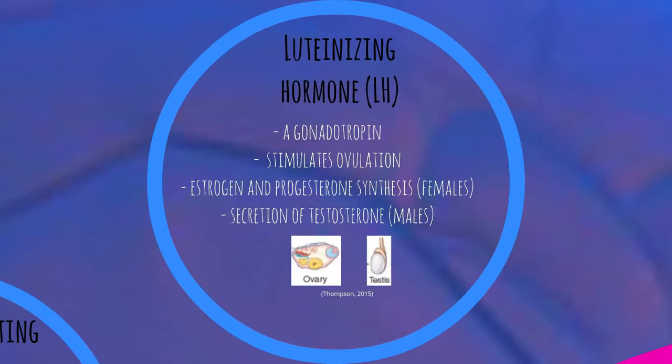The luteinizing hormone is a gonadotropin, which is a group of hormones that stimulate the activity of the gonads. It stimulates ovulation and estrogen and progesterone synthesis in females, and the secretion of testosterone by the testes in males. The target organs of this hormone are the ovaries and the testes.